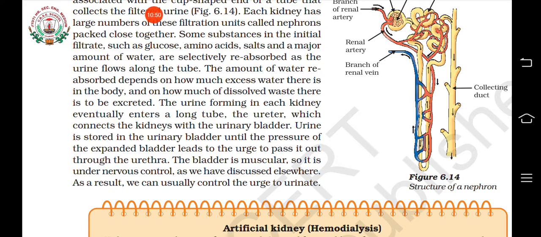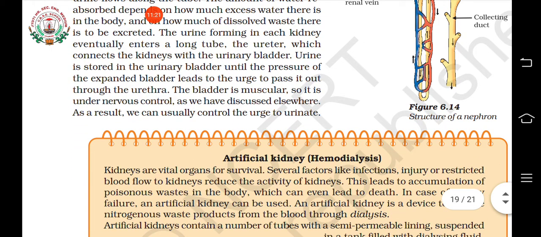And the bladder is a muscular organ, and it is under nervous control. So when it is getting filled, the nerves will give a signal to the brain, and then the brain will decide whether to pass it out or should be stored. So likewise it is under the control of the brain actually. So in this way the excretory system works.